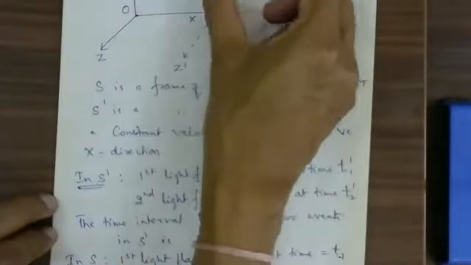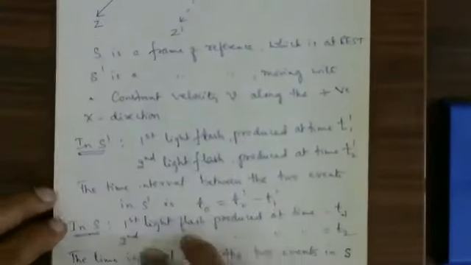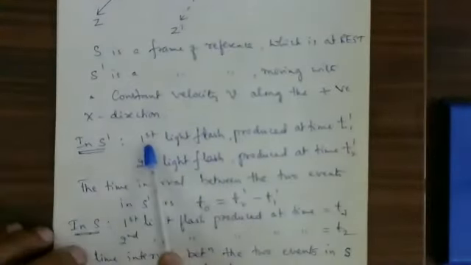In S dash, it is producing a flash of light. Again, after some time interval, one more flash is produced. What is the time difference between the two flashes of light in this frame and in this frame? We have to determine that, which I have written here.